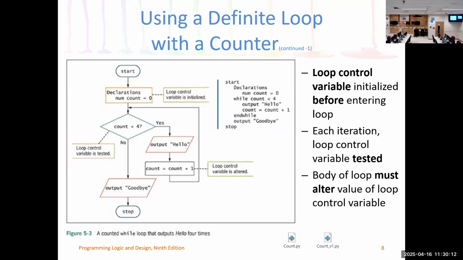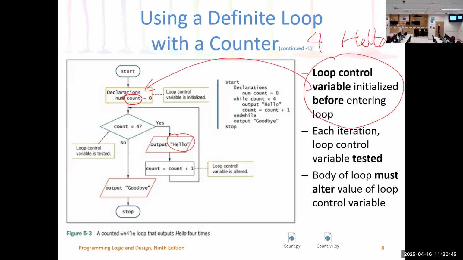Okay, so think about this program here. I want to print out hello for 4 times. So what is it? That is a variable that controls the loop, the counter control. I have to initialize it before the loop. Loop control variable, you have to initialize before entering the loop. So I initialize to number 0 here.